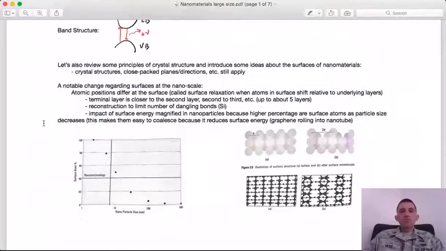A notable change regarding surfaces, though, is that the atomic positions within a particle differ from the bulk, the volume, the interior, to the outside. That would be the surface. So on the inside, especially in a single crystal, you have the same relative orientation of atoms in any direction, and you would have many of those bonds that occur before you get to the outside.